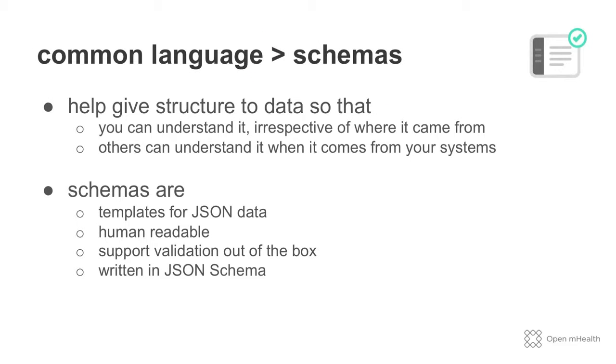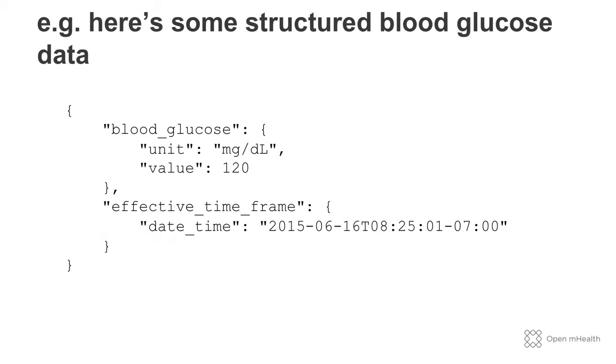So schemas help give structure to data. Basically, it's so that you can understand that data irrespective of where it comes from, and so that others can understand your data when it comes from your systems. Now, schemas are simply templates for JSON data. They're human readable, they support validation, and they're written in the JSON schema language. And this is what some data could look like. So this is a blood glucose measurement. It was taken sometime yesterday, and it's human readable.